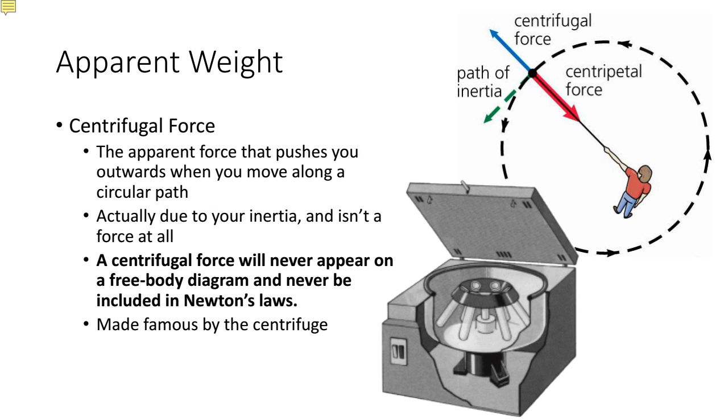So what happens is that as an object moves in a circle, it has a path of inertia tangent to the circle that's the same as its direction of velocity. And as an object moves, it wants to continue along that path of inertia, but it can't because it's being pulled inwards. And so the intersection of its desired motion and that force creates the feeling of being pushed to the outside. It's not a real force, it's just a feeling. So let's give an example of some of these feelings.